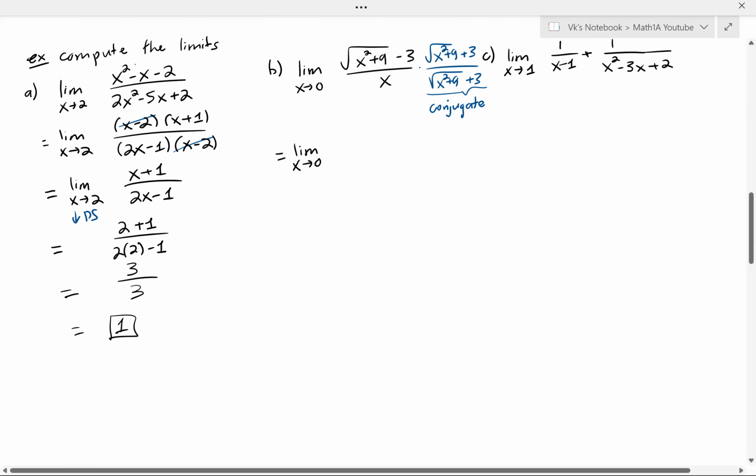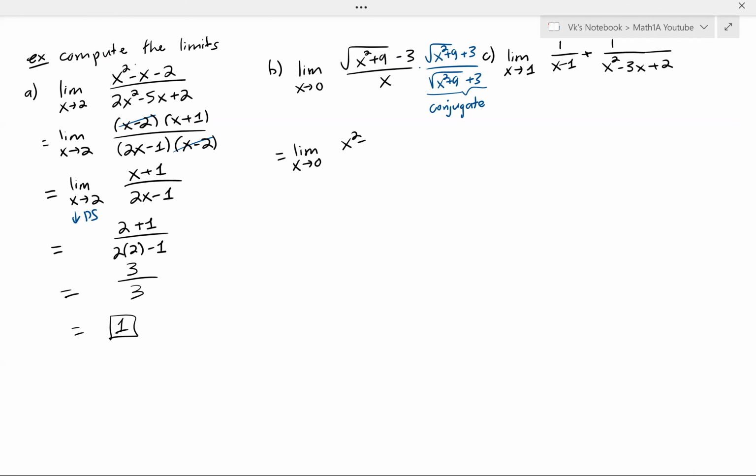Limit x goes to 0 of (root of x squared plus 9 minus 3) over x, multiplied by the conjugate, root of x squared plus 9 plus 3. So x squared plus 9 minus 9 will give us just x squared over x times root of x squared plus 9 plus 3.